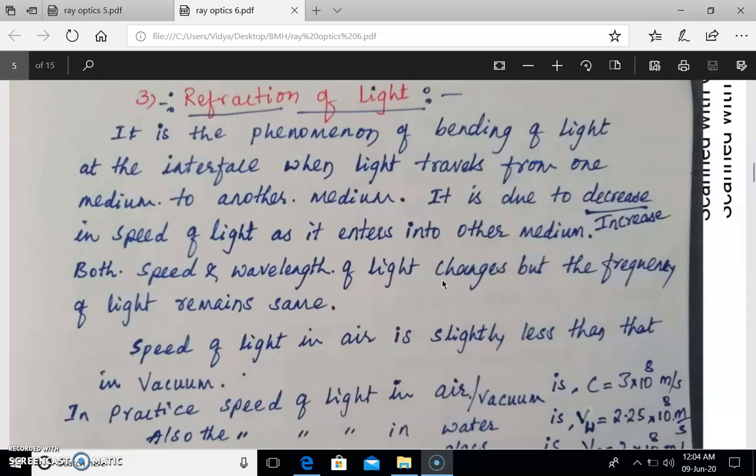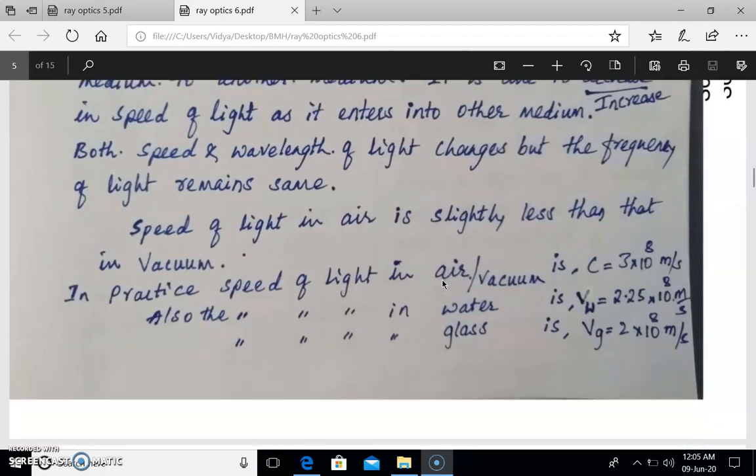And this bending of light at the interface is due to a decrease or increase in the speed of light as the light enters from one medium to another medium. Whenever the light traverses from one medium to another medium, at the interface, after bending, the speed as well as the wavelength of light changes, but the frequency of light remains the same.